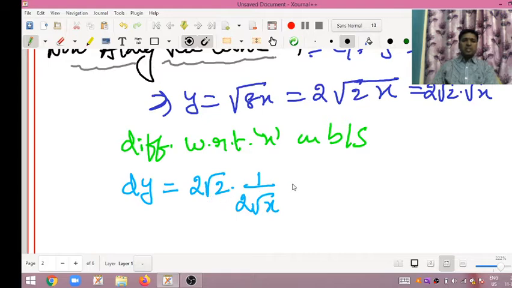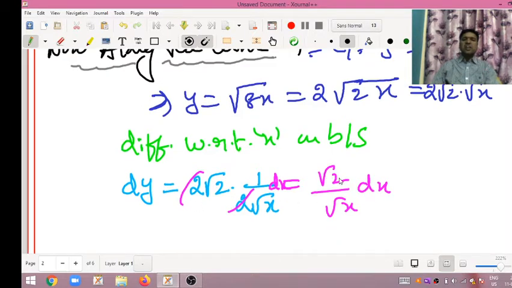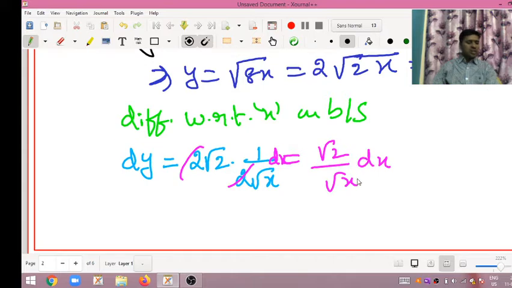1 by 2 root x, my dear friends. The 2 gets cancelled, so here 2 root 2 by root x will come into dx. This is dy is equal to root 2 by root x into dx, my dear friends.